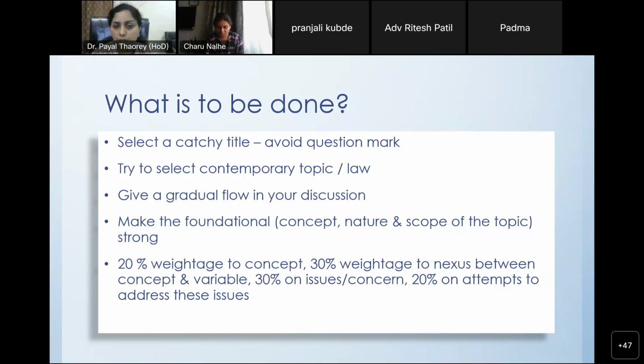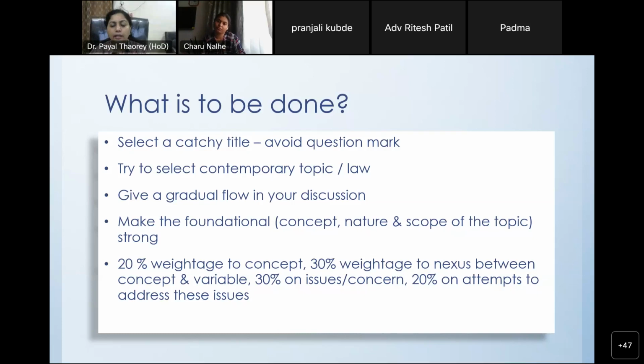Should I discuss development first, or should I discuss environment first? Should I discuss consumer first, or should I discuss the rights of consumer first? So etc. etc. So that flow chart will help you out in creating the gradual flow in your discussion. Okay, make the foundational aspects very strong.